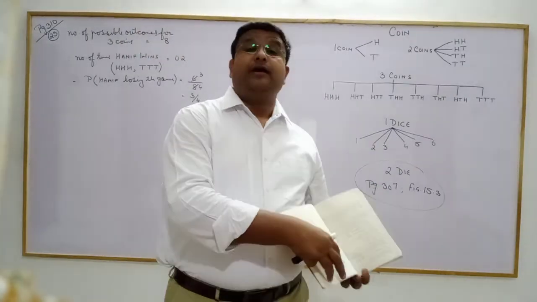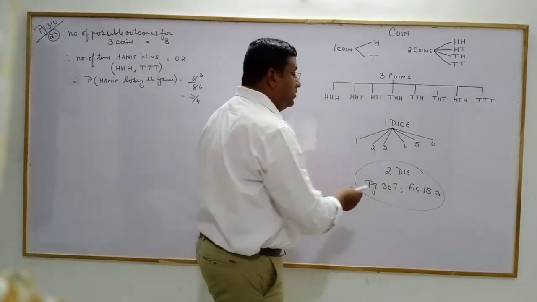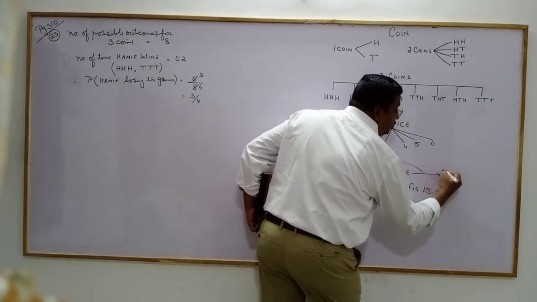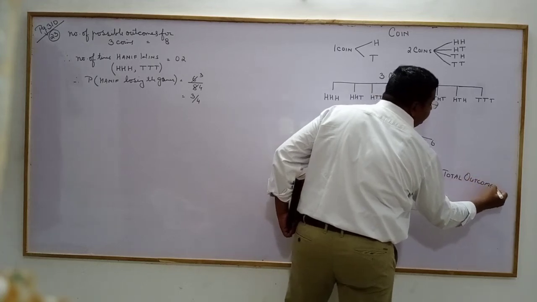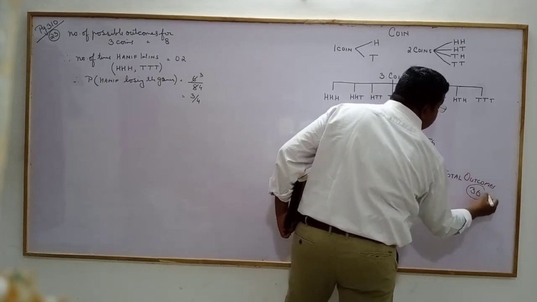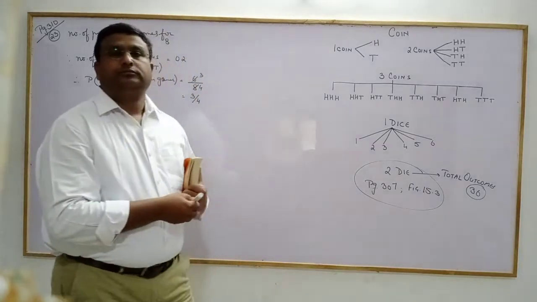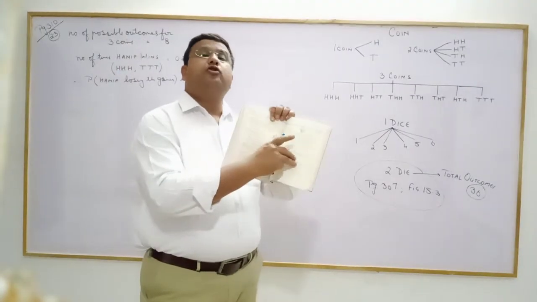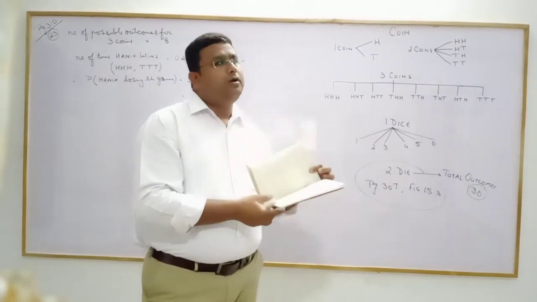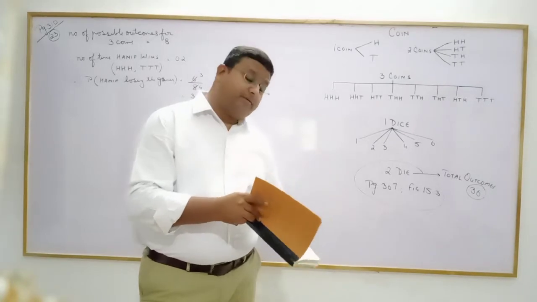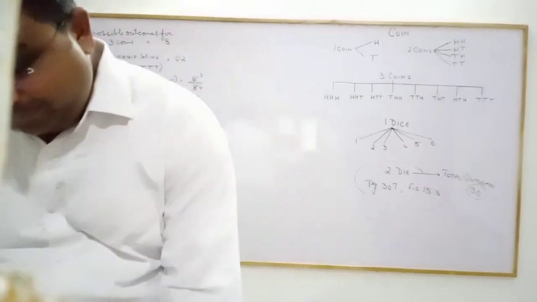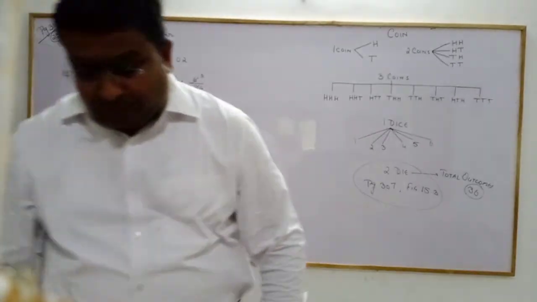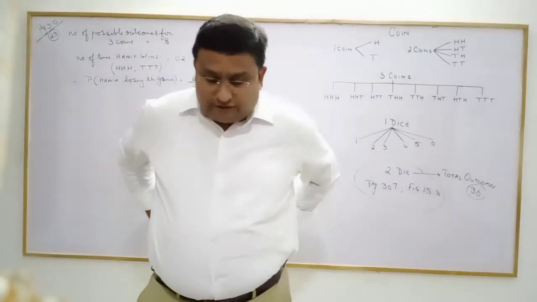You can count them. When 2 dice are thrown, total outcomes are 36. Clear? And the outcomes are there. You have to make this table in your notebook. Important. Several questions can be asked. Now we come down to the exercise referring to this. Question number 24 first of all.